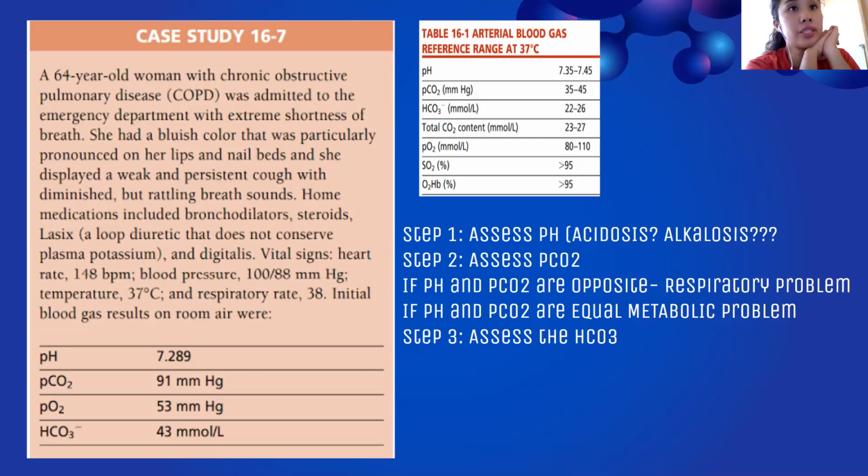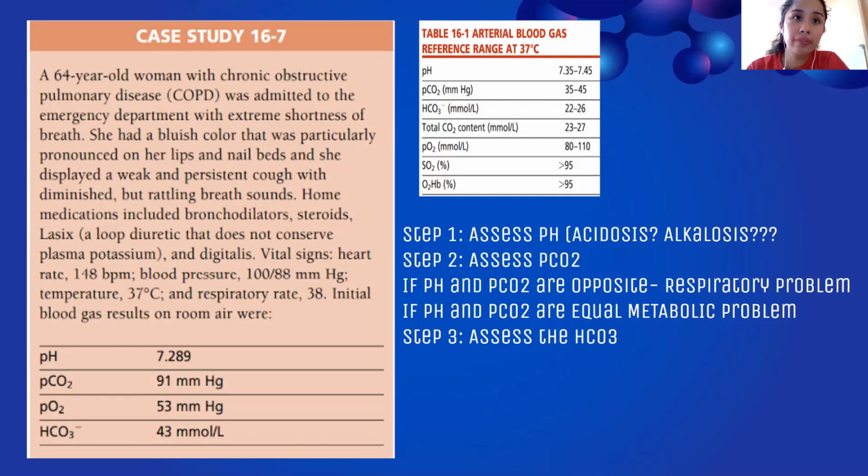Home medications included bronchodilators, steroids, Lasix, and digitalis, for the heart. Vital signs: heart rate 148, blood pressure 188, temperature 37, respiratory rate 38. So, initial blood gas results in room air were, so ito yung ano natin, blood gas results.